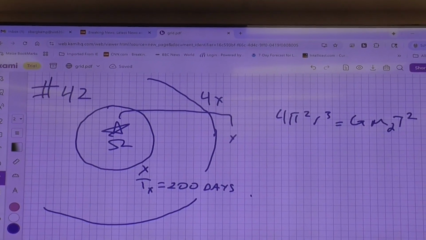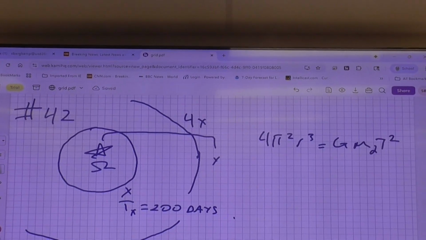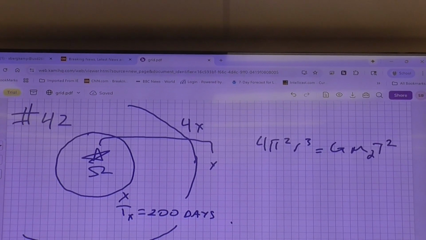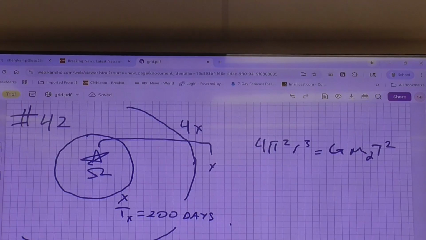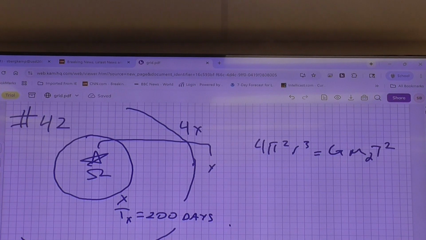Okay, so there's some problems I want to work through to make sure everybody's cool beyond just the mechanics of the equations. You understand how this process works. Okay, so if you look in the book at problem 42, all right?